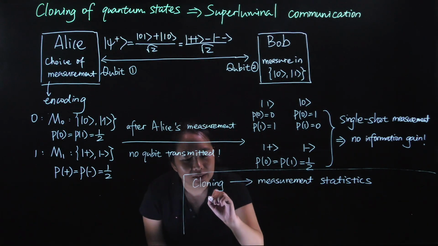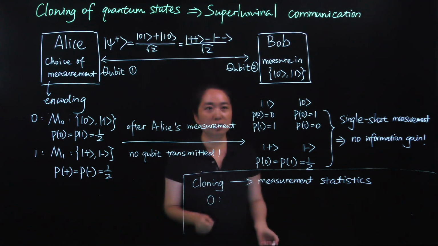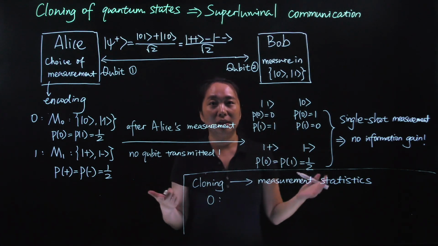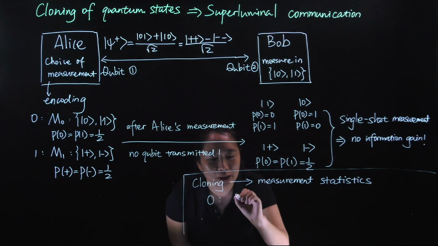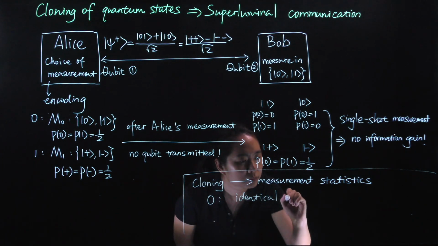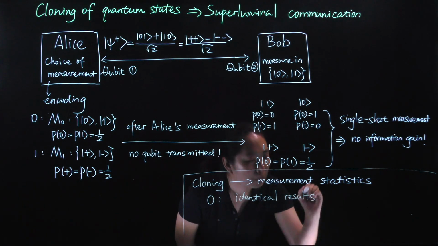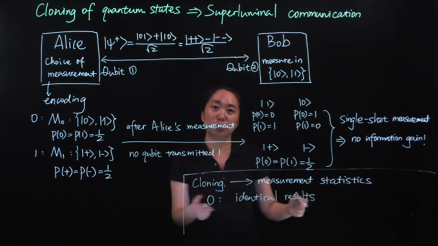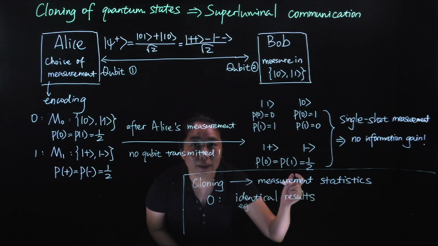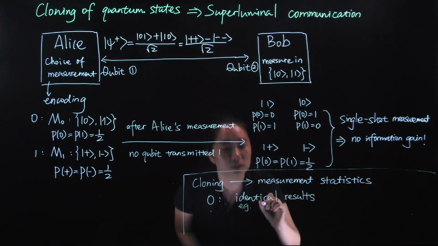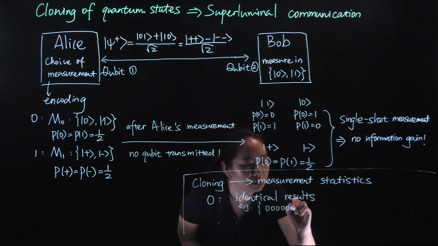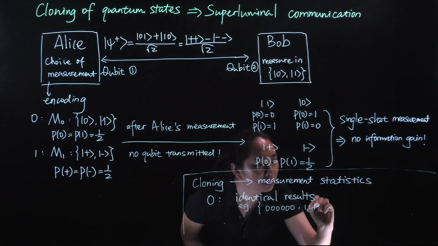In the case that Alice wants to send over information 0, Bob would only have ones or zeros on all the copies he had cloned. So he would have identical measurement results. Which is to say, all the copies would have a result 0 or 1. For example, if Bob makes 5 more copies of his qubit, they would be all 0, so 6 zeros, or all 1s, 6 1s.